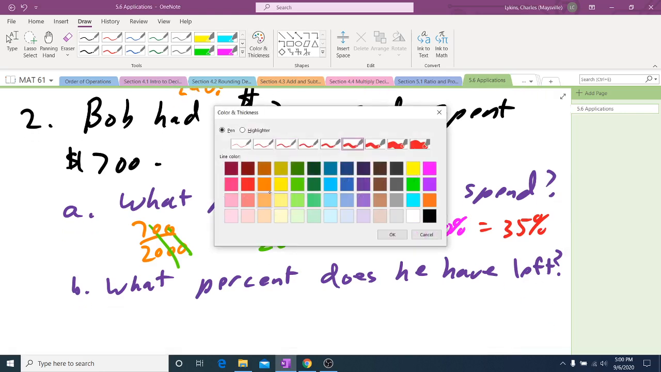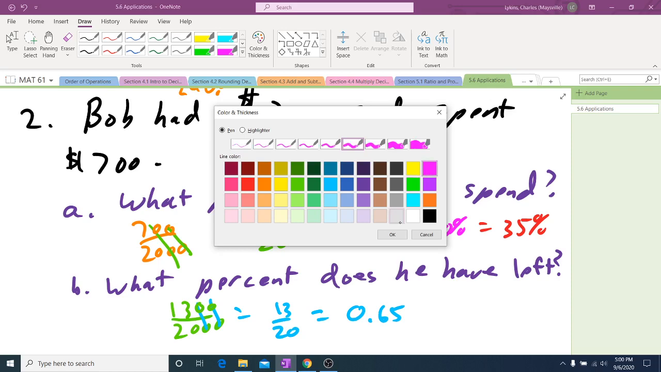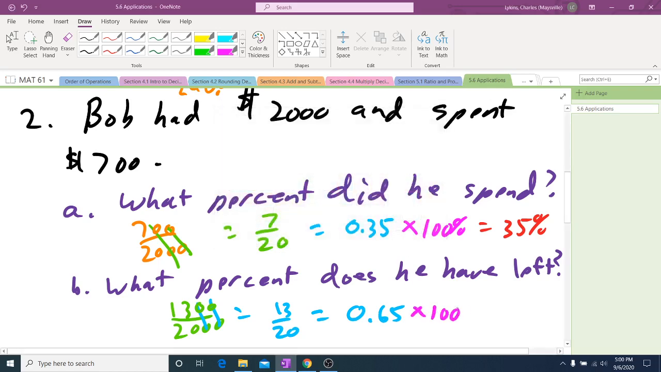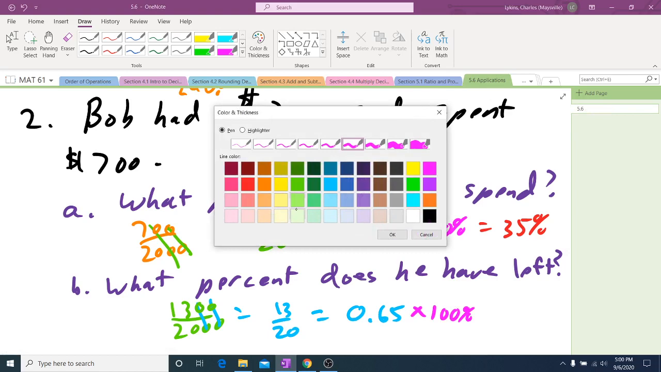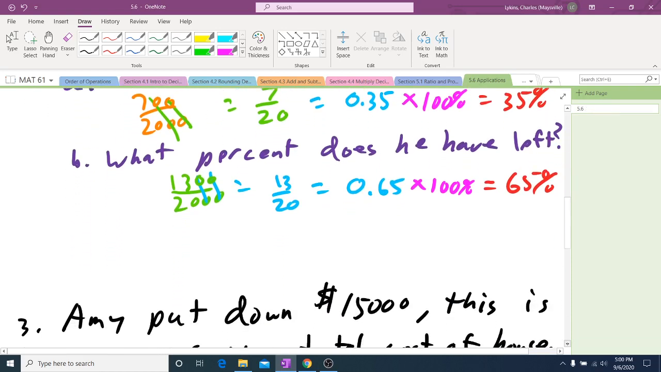So if he spent 700, that means he's got 1,300 left. I'm going to cross out a pair of zeros, so it gives me 13 over 20. If I divide that, that gives me 0.65. Multiply this by 100%, and you get 65%. So both of those equal 100%.